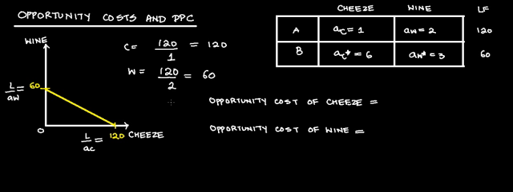Okay, now what is the opportunity cost of cheese? Opportunity cost of cheese is in terms of wine. That is, if you are producing more of cheese, you will produce less of wine. So opportunity cost of cheese is decrease in wine production divided by increase in cheese production.